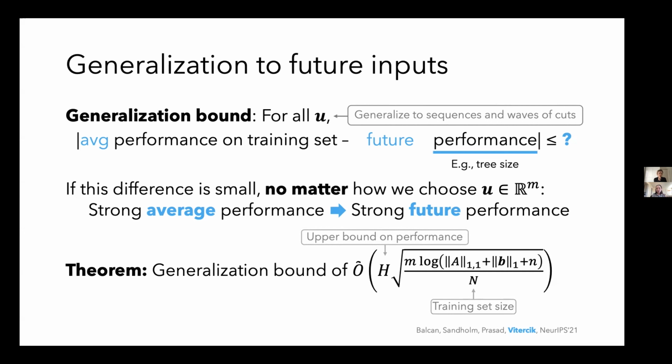So the key takeaway here is that this difference between average empirical performance and expected performance will go to 0 as the number of training instances grows. We tell you exactly how quickly it will go to 0. So long as you have enough training instances, you can be guaranteed that good average empirical performance will be indicative of good future performance.